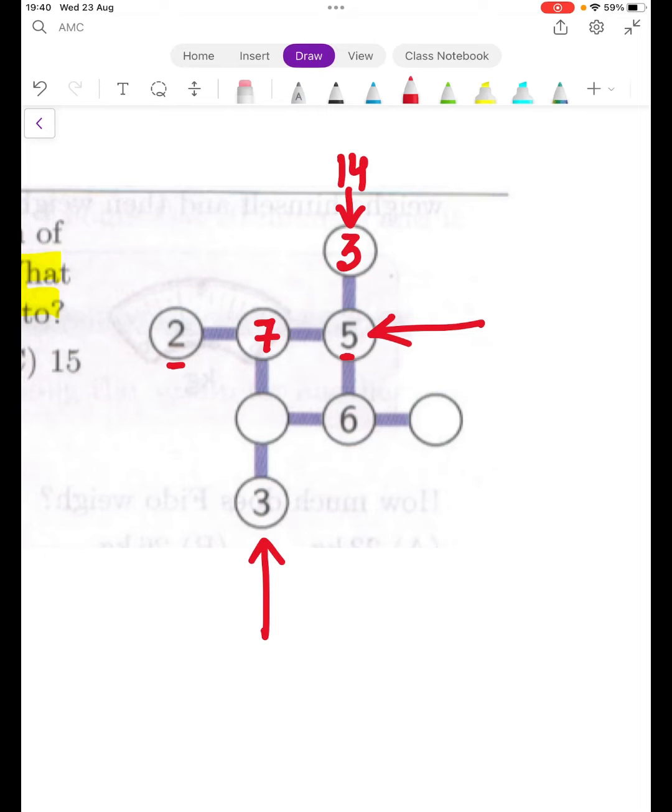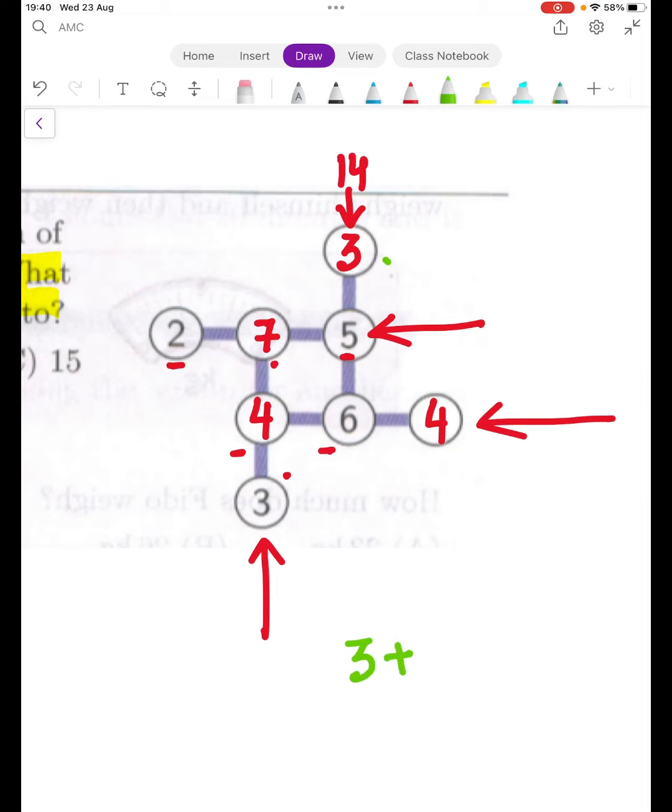Now let's look at this column here. We already have a 7, we have a 3, that's 10. To make a total of 14, we need a 4 here. And now finally, let's look at this row. We have a 4 and a 6, that's 10. So we need another 4 here to make a total of 14. So we have now the 4 missing numbers, and now we can add them together.